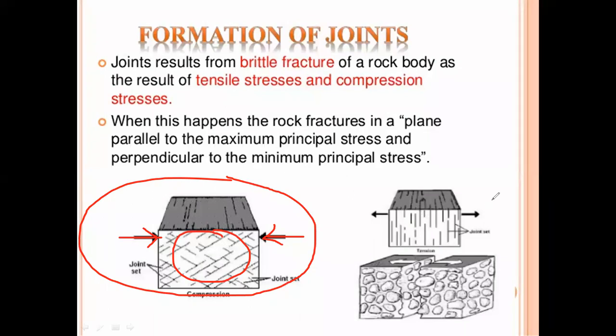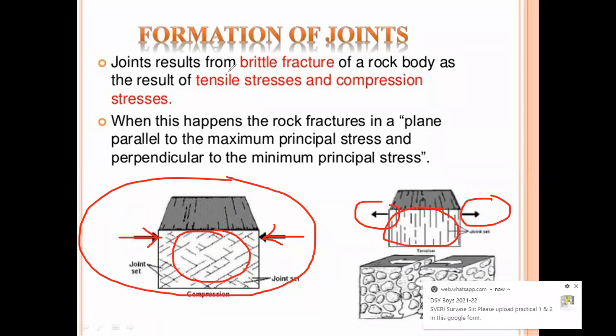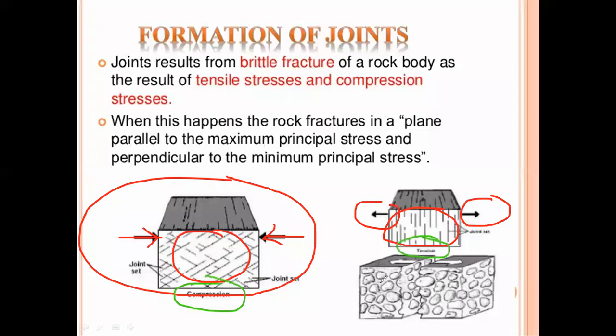But when such a type of pressure is there, when the block has pressure in opposite directions from the central point, parallel sets of joints are developed. When you look at this rock, the joints or fractures are more or less parallel to each other. This first type of force is considered as compression forces. This type of force is considered as tensional forces.